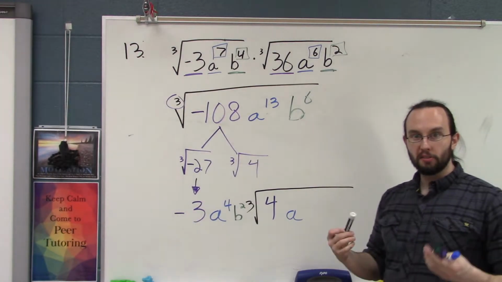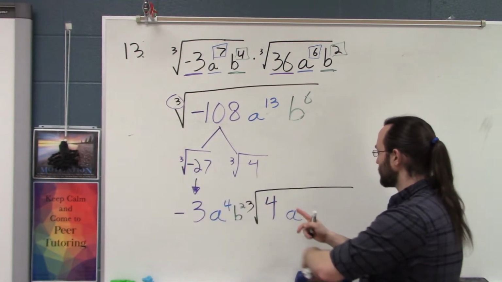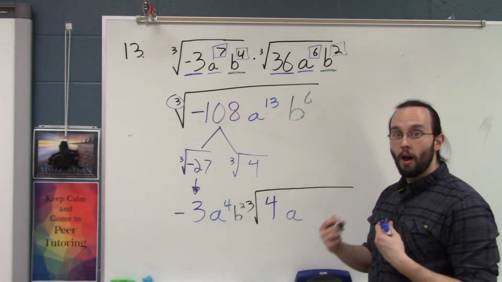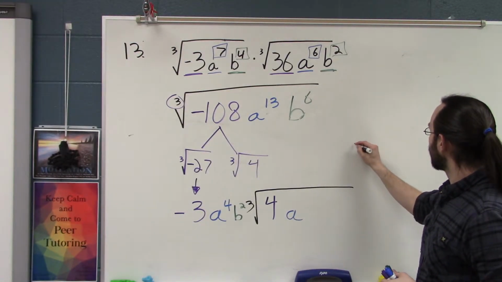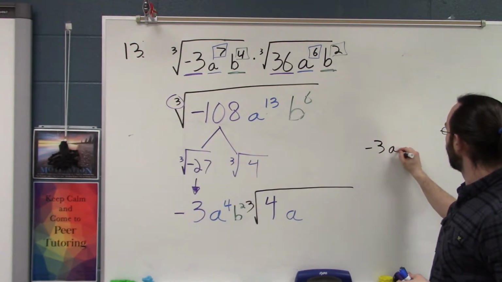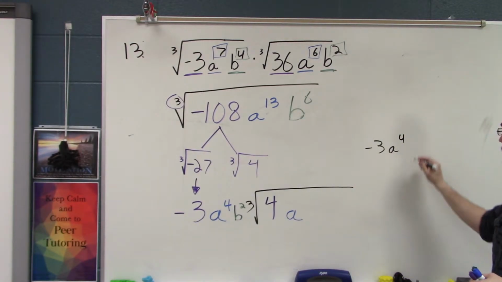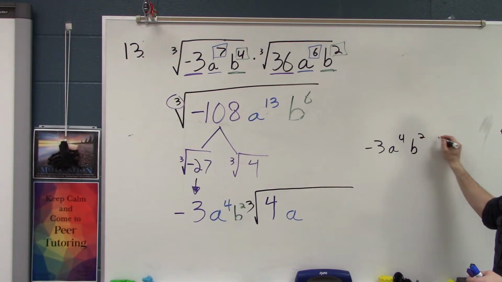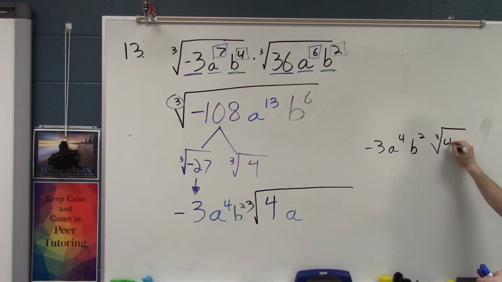Right now my work does look a little bit messy. Things are a little scrunched and I've got this radical that's really large. So we can rewrite that and make it something nice and clean. -3 times a to the 4th, b squared, all times the cube root of 4a.